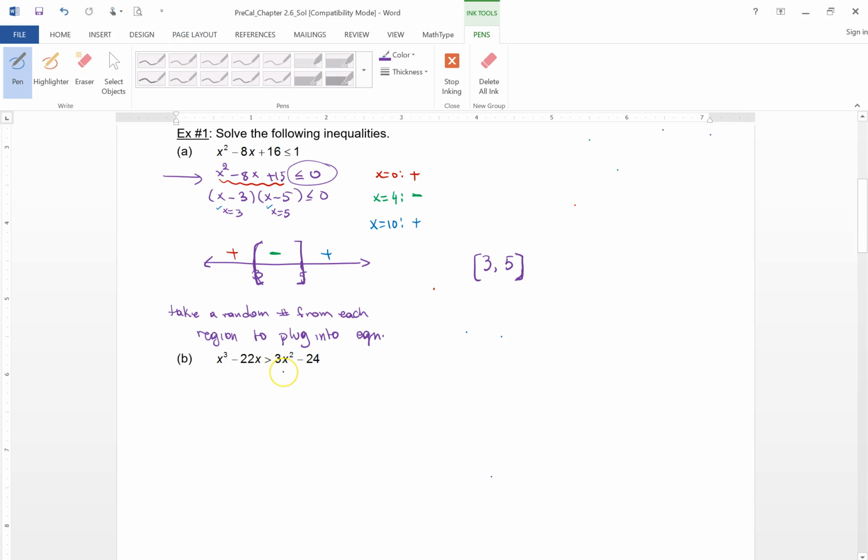This is a cubic equation, which is fine. So we're going to say x cubed minus 3x squared minus 22x plus 24 is greater than 0. Now, if you can, you factor by grouping. This one cannot be factored by grouping. So how do we solve an equation that can't be factored? P over Q, synthetic division.